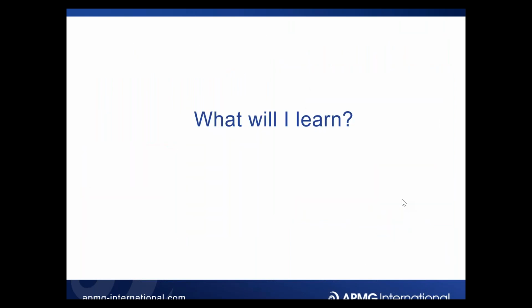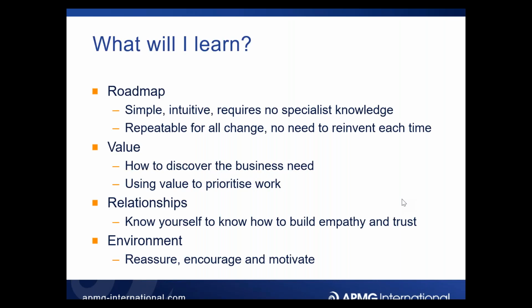So I think this course is based on the Agile Change Management book, and we're covering four key areas. We need to look at this roadmap, which is a word for life cycle. It's a word for plan. You can call it what you like, but it's just that step-by-step guide, if you like.